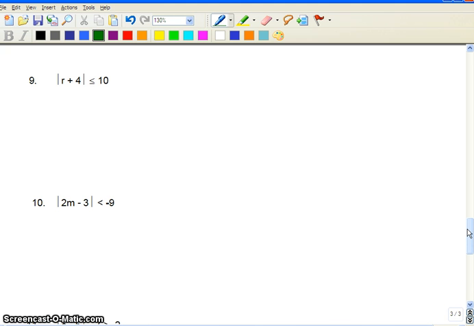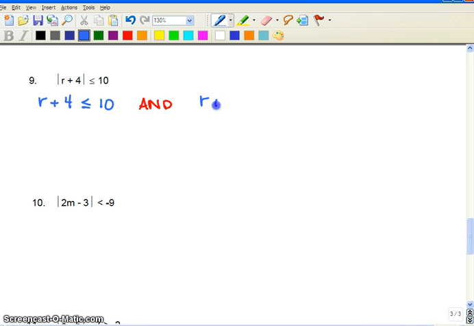It's an absolute value problem. We're going to set up two equations because it doesn't have a negative sign over here, so we know there's got to be some solutions. It's already isolated. So write your two equations. R plus 4 is less than or equal to 10. Is it an and or an or? Less than would be and.